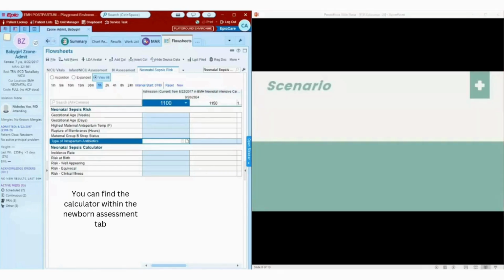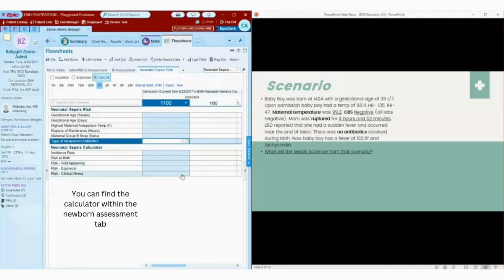So here is a scenario. Baby boy was born at 14:24 with a gestational age of 39 and 1. Upon admission, baby boy had a temp of 98.4, heart rate of 135, and respirations of 47. Maternal temperature was 99.2. GBS and all labs were negative. Mom was ruptured for 4 hours and 52 minutes.